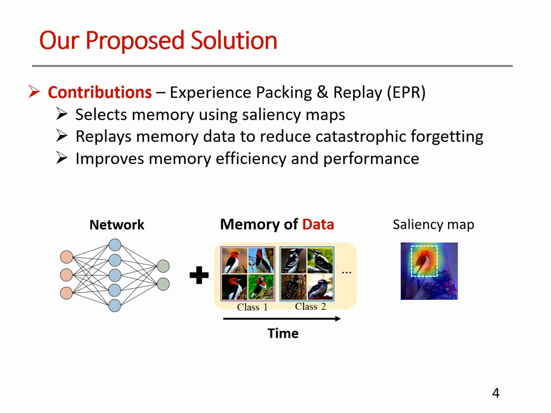In this work, we propose a new experience packing and replay, where instead of saving the full images, we only save the important parts of the past images. We do this selection by the saliency map. We show our method improves memory efficiency and performance.